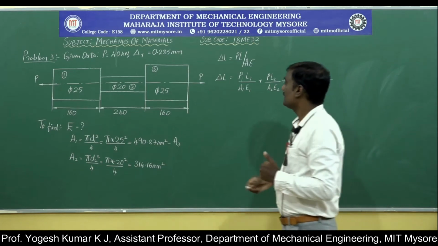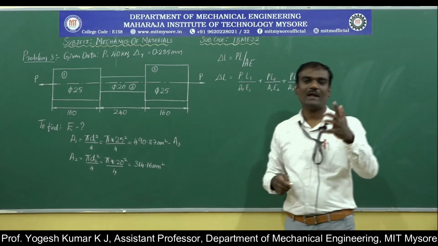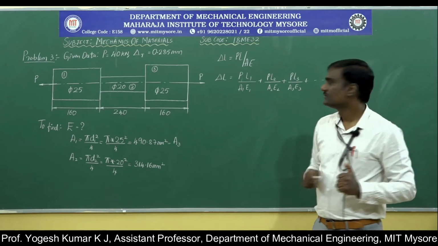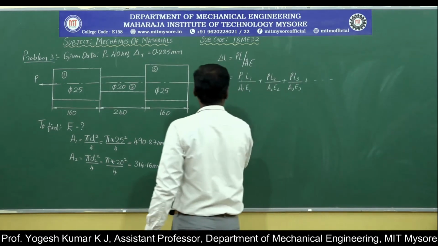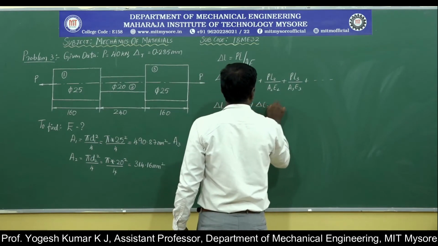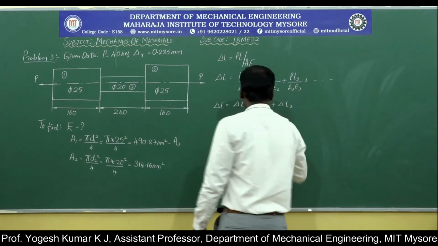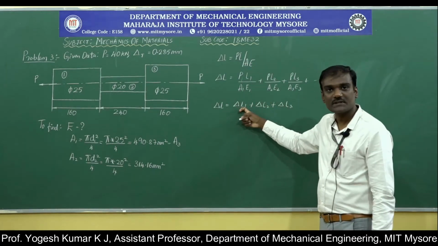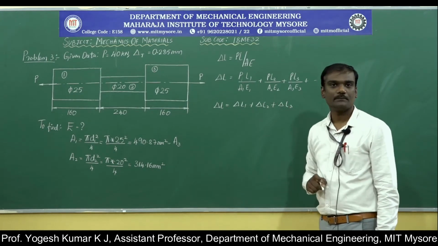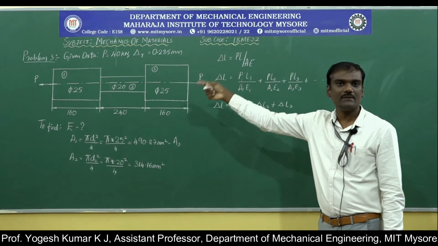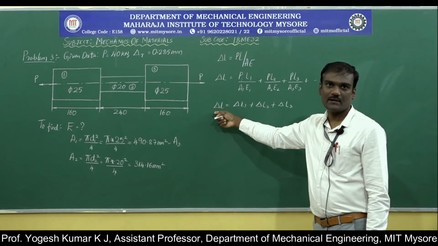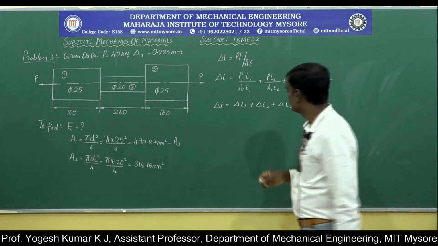But luckily in this problem we are given only one material. So in place of E1 we can just have E. This expression can also be written as delta L equals delta L1 plus delta L2 plus delta L3. That is, the elongation of the first section plus the second plus the third gives us the total elongation. The total elongation is already mentioned in the problem. Its value is 0.285 mm. So let us start solving this.